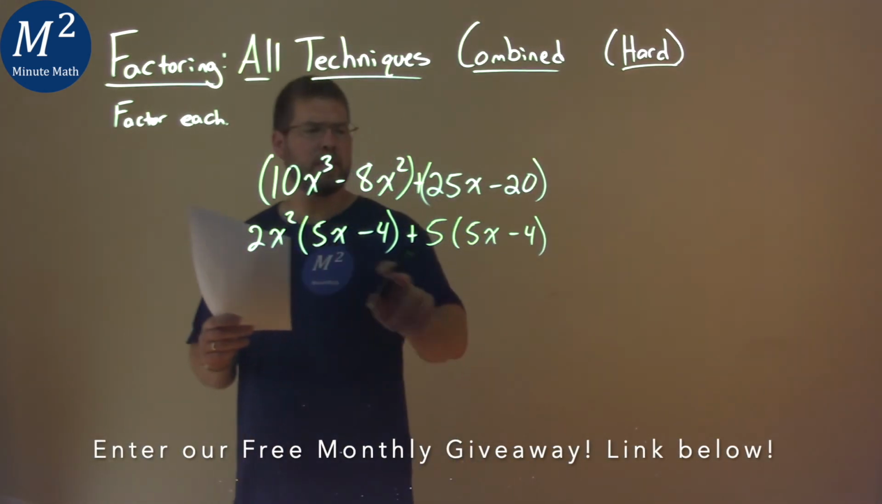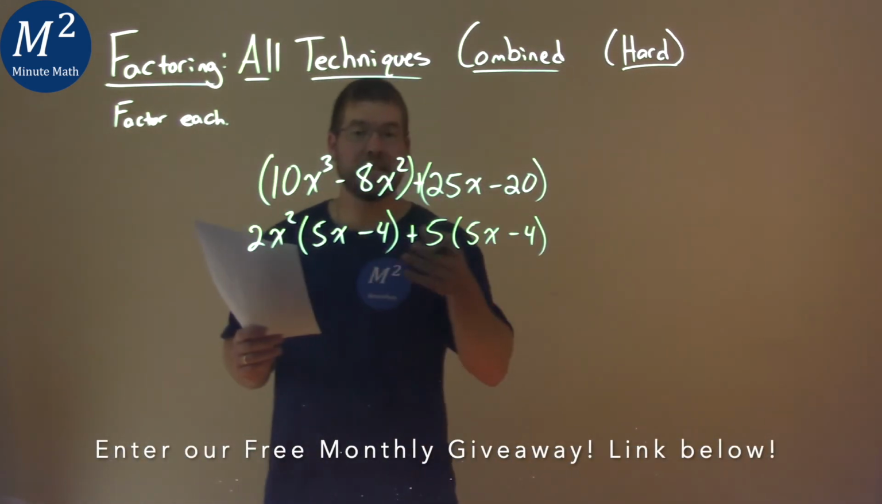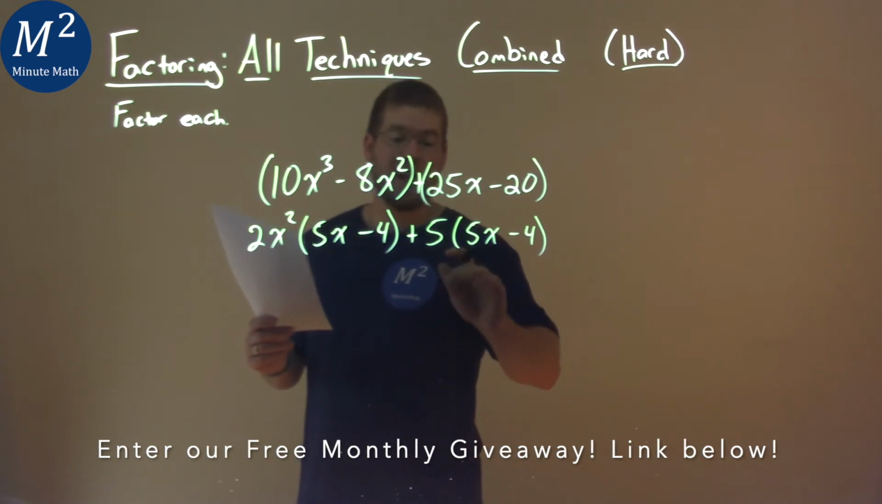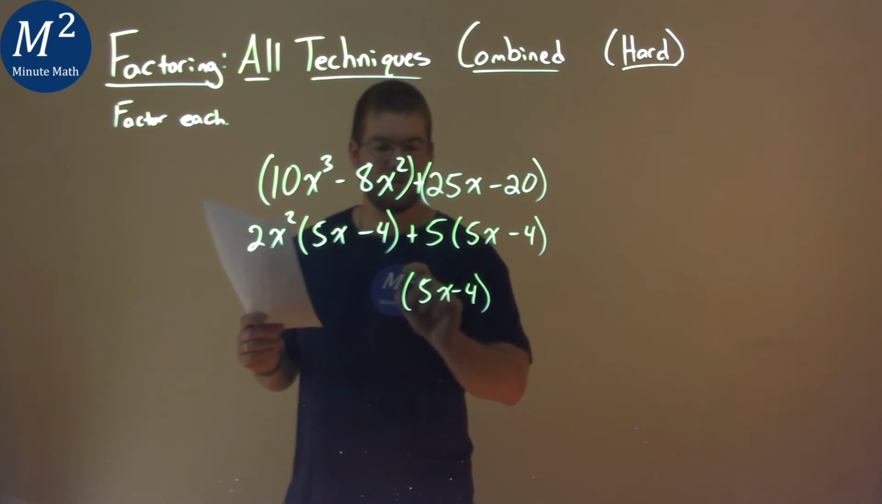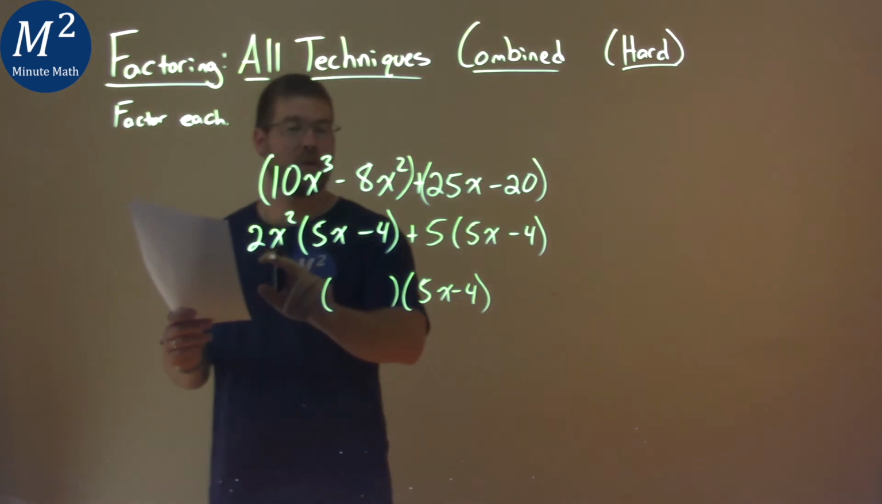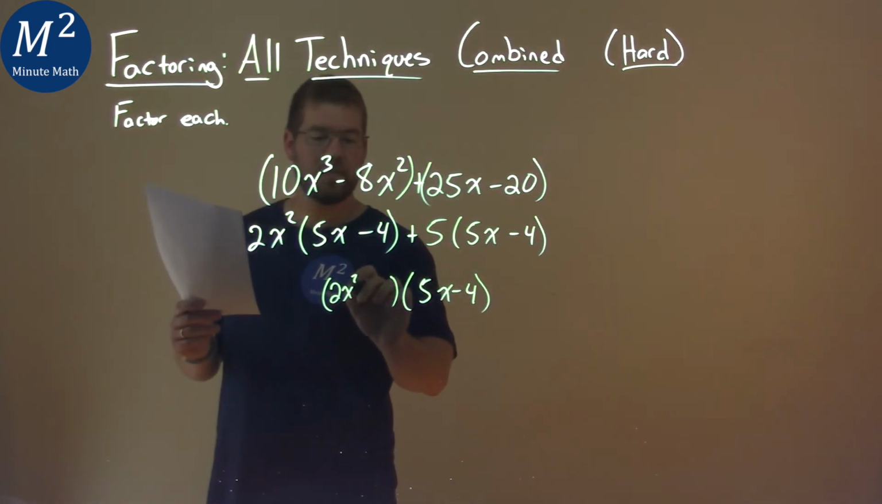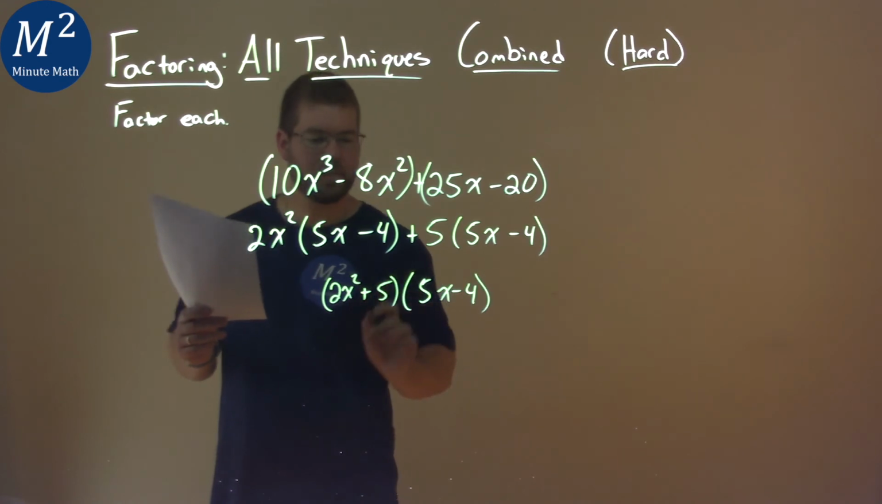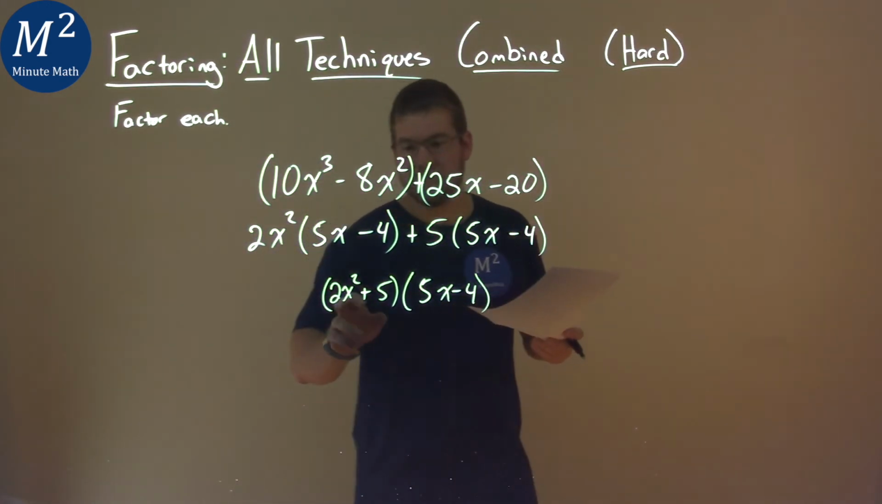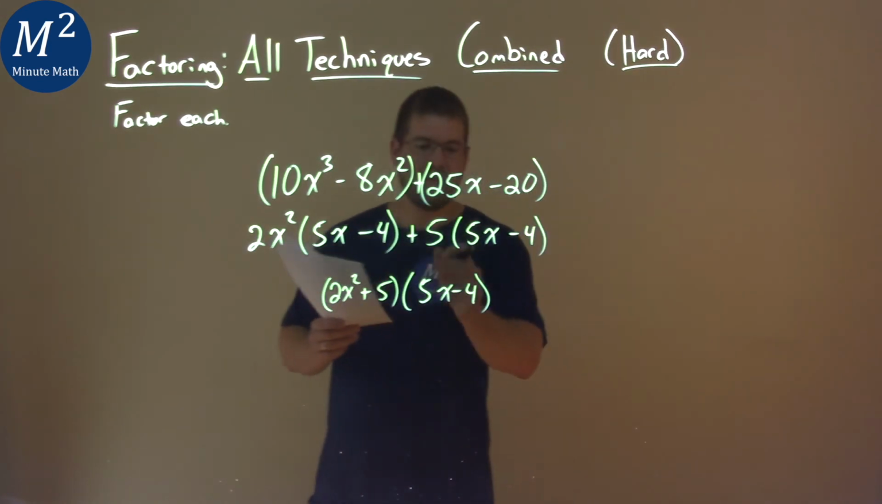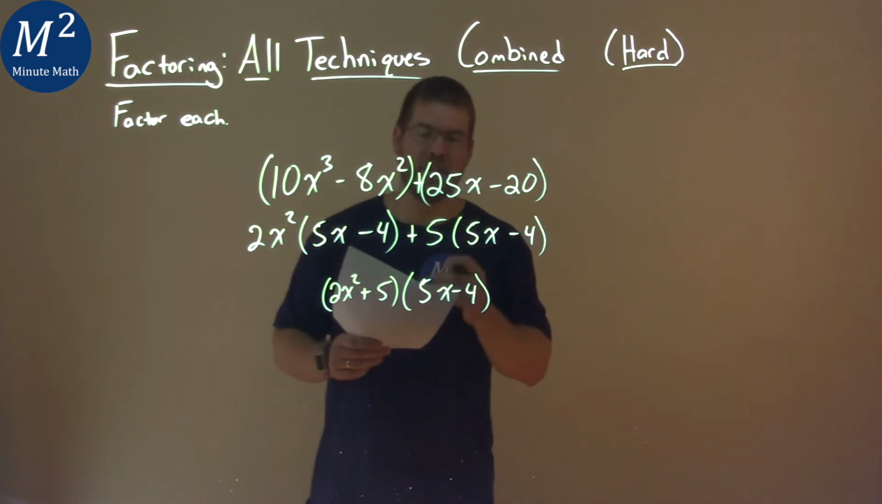Now 5x minus 4, 5x minus 4, you should see the repetition. We pull that out, right there from both parts, we're left with what's in front of each one. 2x squared, and then plus a 5. And so actually, we're done. We factored this completely. 2x squared plus 5 times 5x minus 4 is our final answer.